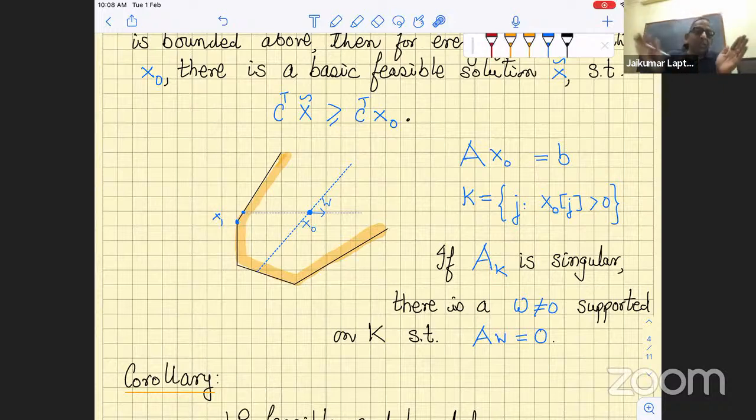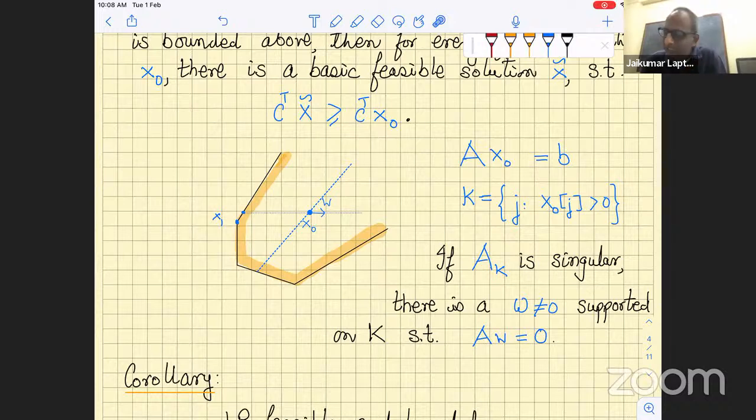Now you keep on dropping columns. So at some point you'll be left with only one column, and then you'll know that you have a basic feasible solution. You can then extend that to a basis, and you'll get a basic feasible solution. So all this can be said very compactly.